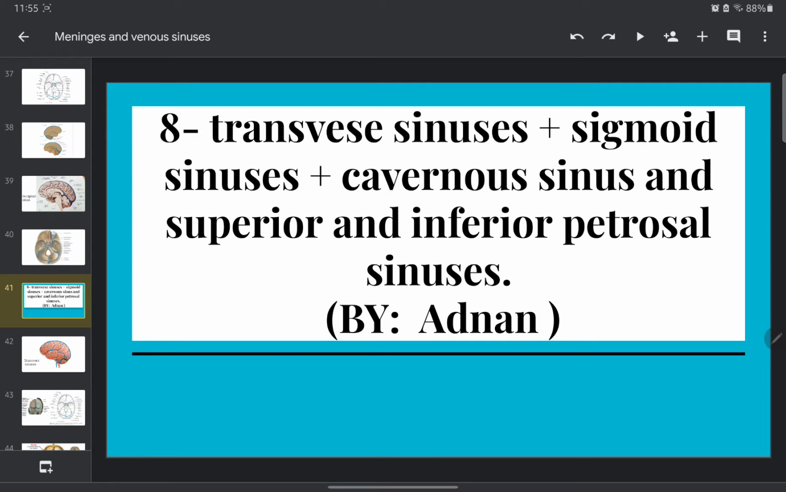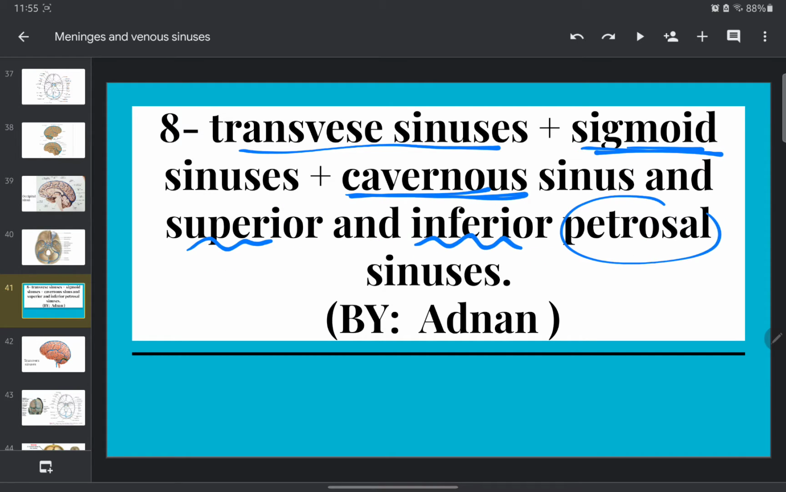Now, we explained the singular veins, which were located at the midline. Now we'll go to the paired veins, which are located on the right and on the left sides. We have right and left versions of these next sinuses. Namely, we have the transverse sinus, the sigmoid sinus, the cavernous sinus, and the superior and the inferior petrosal sinuses.